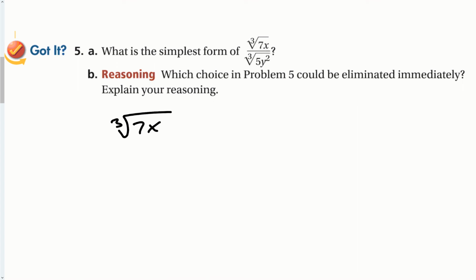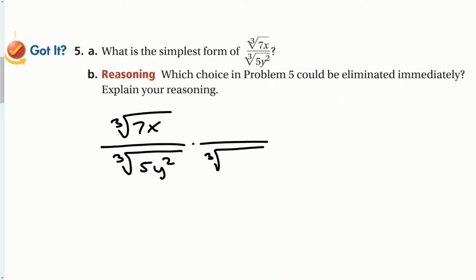The third root of 7x over the third root of 5y squared. This one's easier because 5 is prime. So it's pretty easy to figure out the number that I should multiply the top and the bottom by to turn 5 into a perfect cube. Well, 5 is prime, so I just need 2 more 5s. So that would be a 25. 5 times 25 is 125, which is a perfect cube, and I need 1 more y to give me 3 y's. Got to do the same in the top and the bottom.